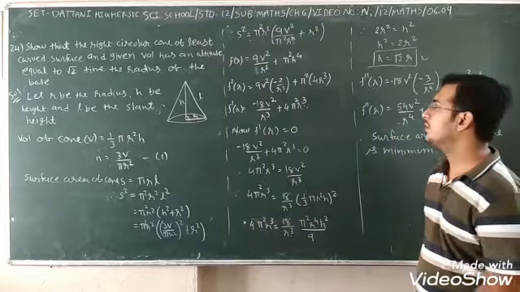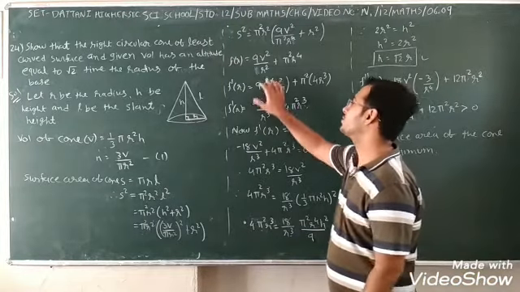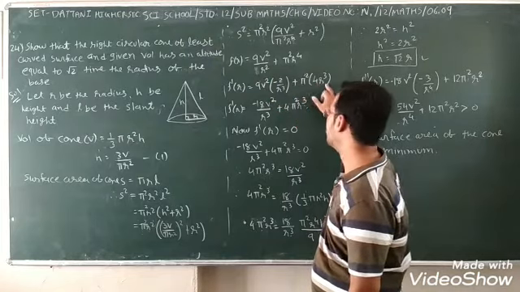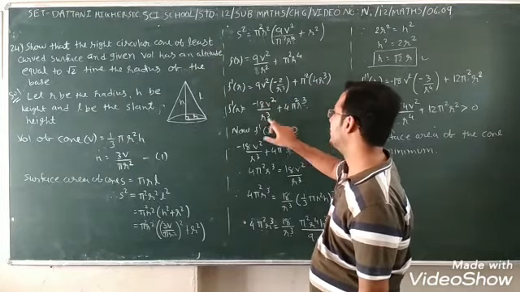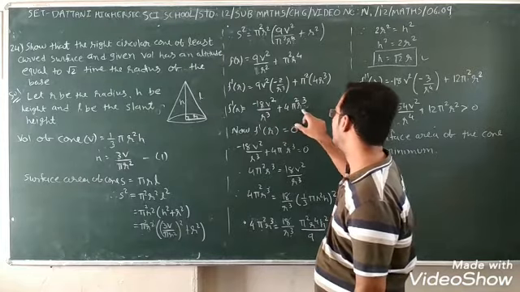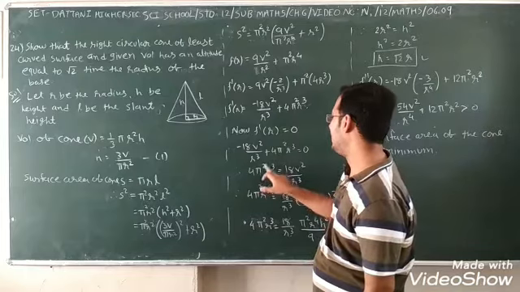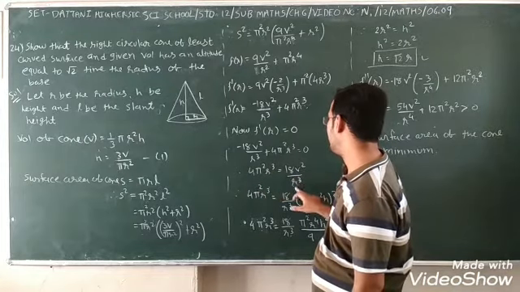Now derivative with respect to r: 9V square is constant, 1 upon r square means minus 2 by r cube, plus pi square means 4r cube. 9 twos are minus 18V square upon r cube plus 4 pi square r cube. Comparing with 0, we get 4 pi square r cube is equal to 18V square upon r cube.